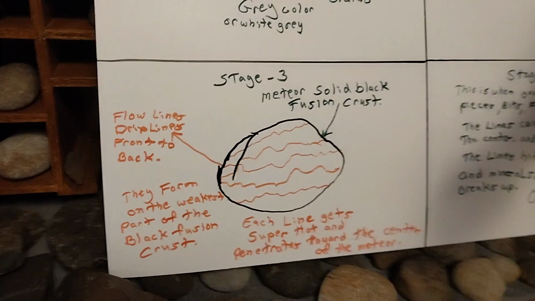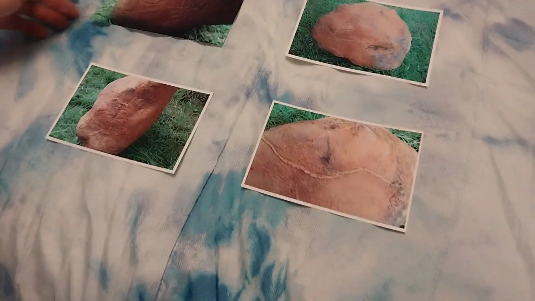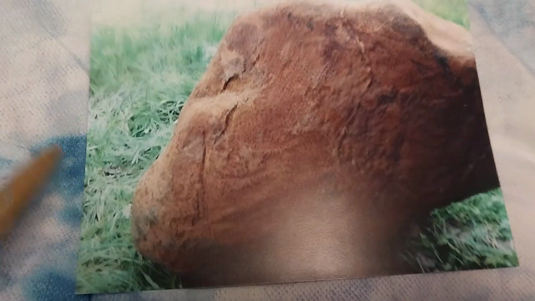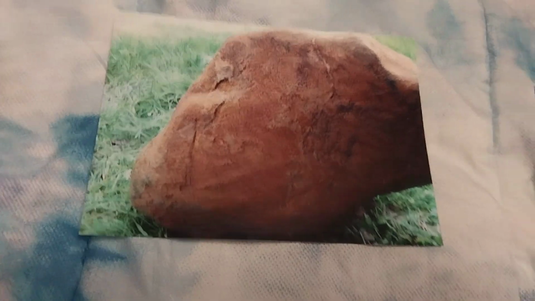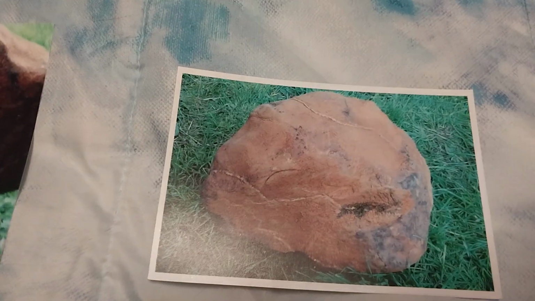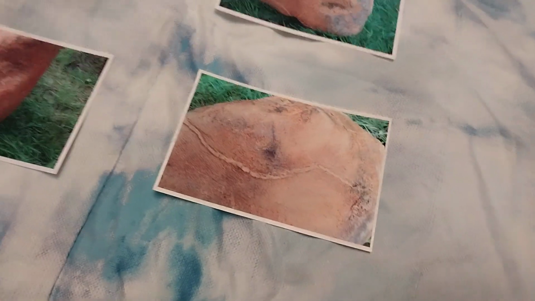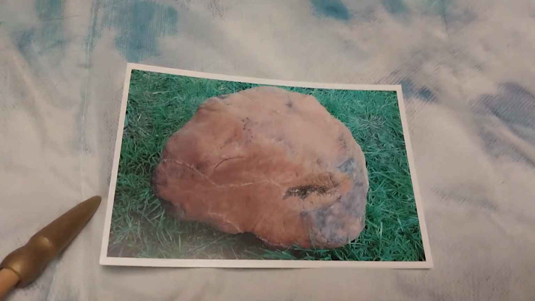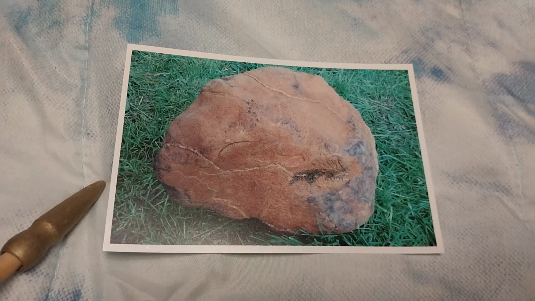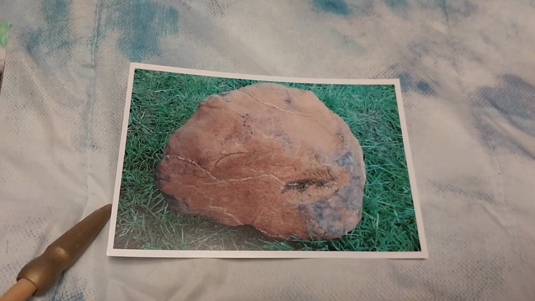Okay, now we'll go over here to the pictures. This picture here is a full-size meteor. It's in stage three. This picture here is stage three too. This one and this one. Now the reason why the color on it is orange, we'll go up here to this one, it's because I dug this out of the ground. It was buried for years in the ground.